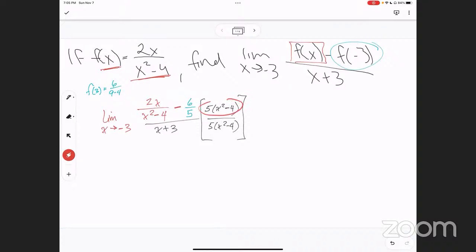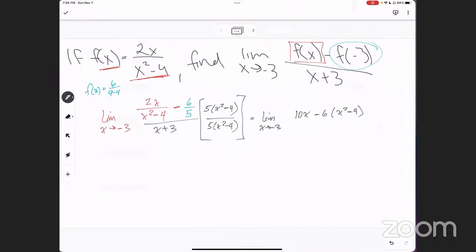The x squared minus 4. And you'll just have what left over? You'll have a 5 and a 2x multiplied together, right? Oh yeah, so 10x. Which is what? 10x. Good, 10x. And what happens when I multiply this here? What cancels out? The 5. The 5s cancel out, and you just get, now we'll make sure we keep that negative, -6 times x squared minus 4.